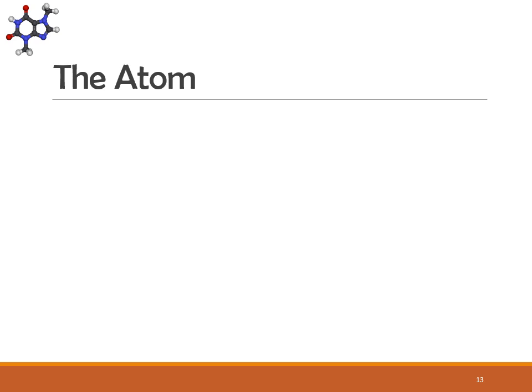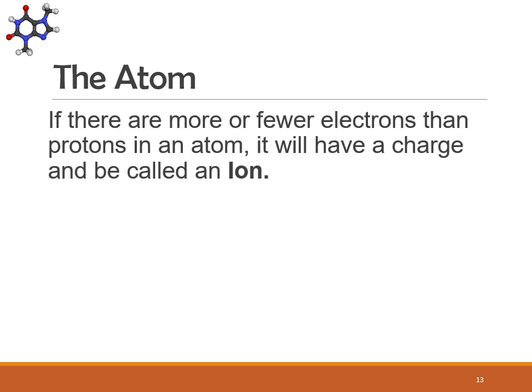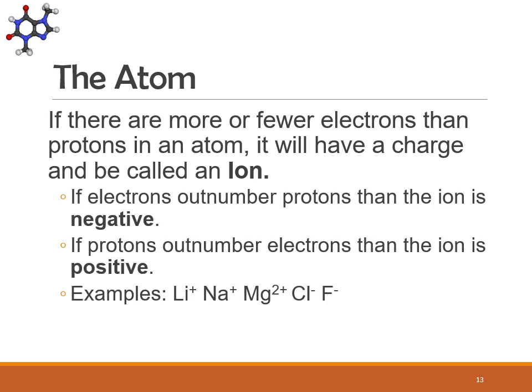As mentioned earlier, an element becomes an ion when it gains or loses an electron. If an element gains an electron, it will have more electrons than protons. The extra electron gives the element a negative charge. If the atom loses an electron, it will have more protons than electrons. This gives the atom a positive charge. There are many elements that exist as ions.